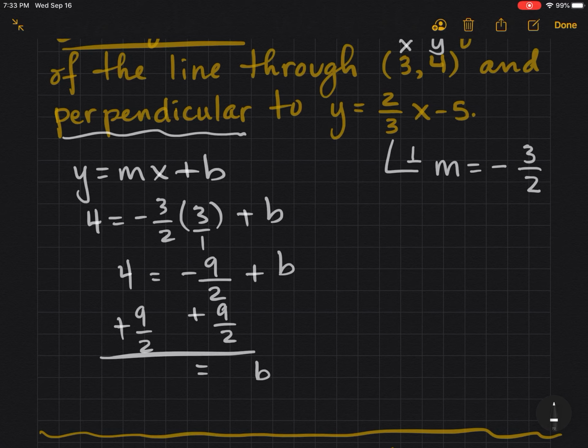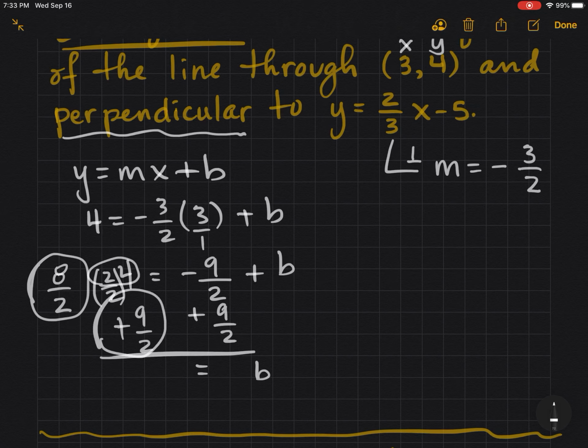So I need to multiply by 1 always. So that's going to make this 8/2. Remember, you can multiply by 1 without changing the value. So that's 8/2. And now I'm going to add the 8/2 and the 9/2 and get 17/2. Now I have my slope and my y-intercept. So slope is -3/2. Don't forget to write the x and my new y-intercept.